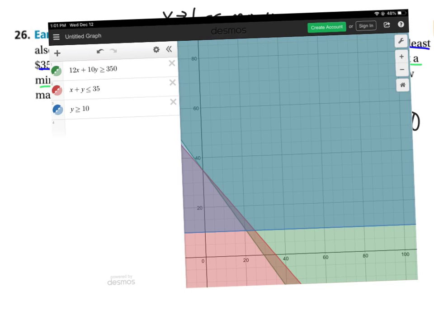So we've got to be below the red line and above the green line and above the blue line. So there's just this little sliver in here that would work. So not a whole lot of options with all those limitations that we have.